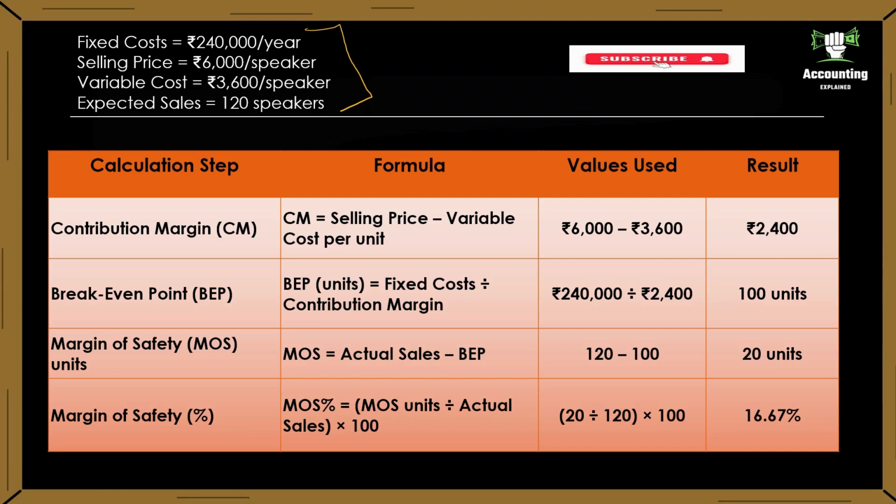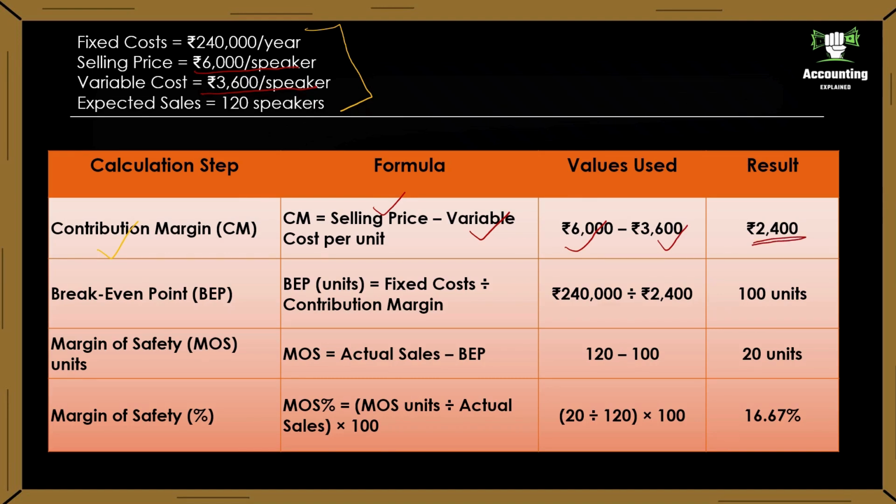First step is to find out the contribution margin. The contribution margin formula is selling price per unit minus variable cost per unit. Selling price here is 6,000 per speaker, less variable cost per unit of 3,600 per speaker. So we get a contribution margin of 2,400 per speaker.